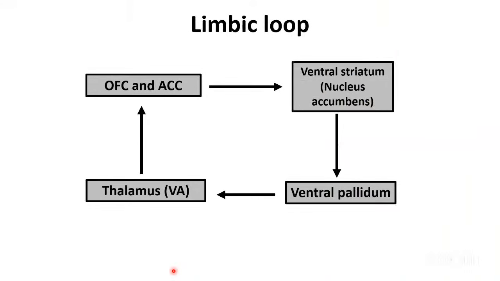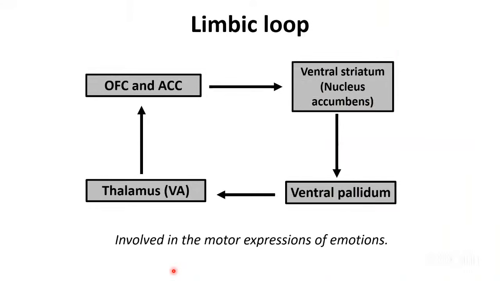Next, the limbic loop. The limbic loop starts from the orbitofrontal cortex and anterior cingulate cortex, and then it goes to the ventral striatum, nucleus accumbens, and from there to the ventral pallidum, and from the ventral pallidum to the thalamus, and again to the orbitofrontal cortex and ACC. So it has a role in the motor expression of emotions. This is the limbic loop.